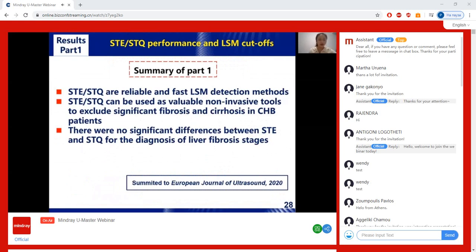In short, STE and STQ are reliable and fast liver stiffness measurement detection methods. STE and STQ can be used as valuable non-invasive tools to exclude significant fibrosis and cirrhosis in chronic hepatitis B patients. There were no significant differences between STE and STQ for diagnosis of liver fibrosis.